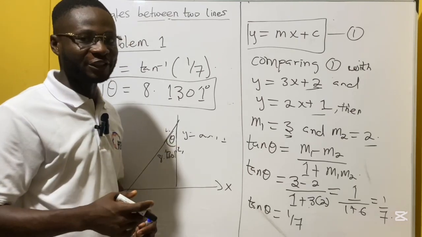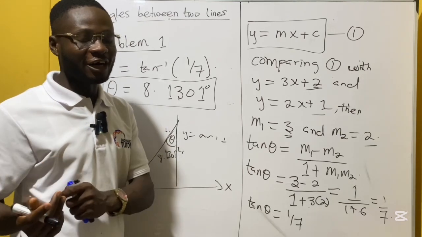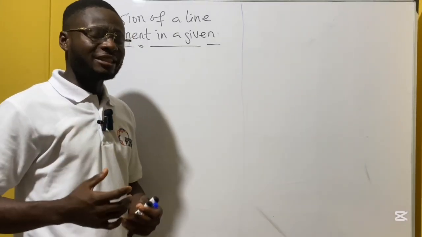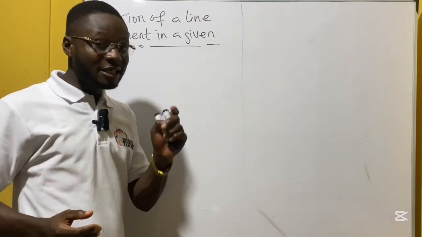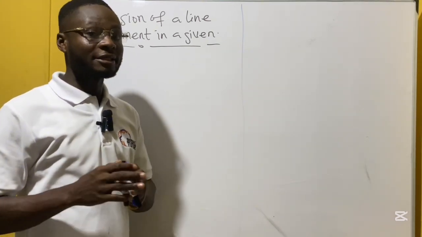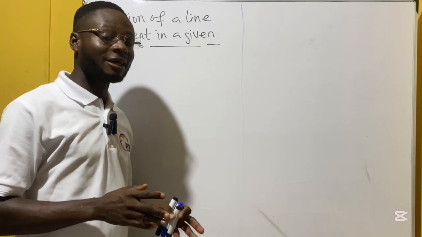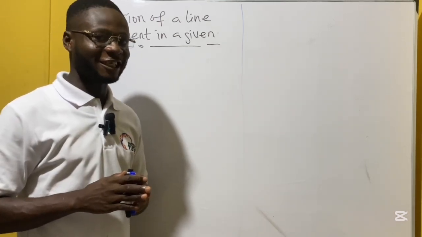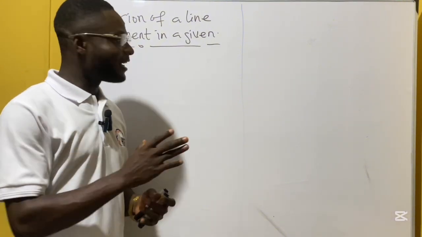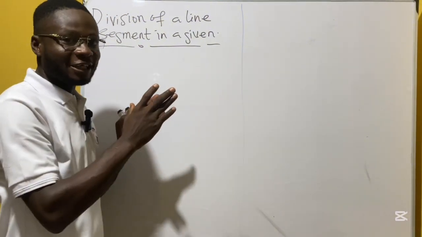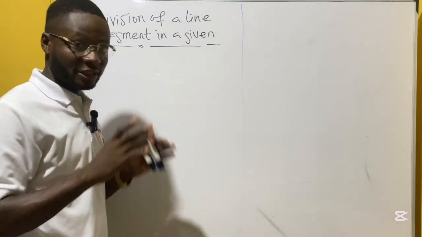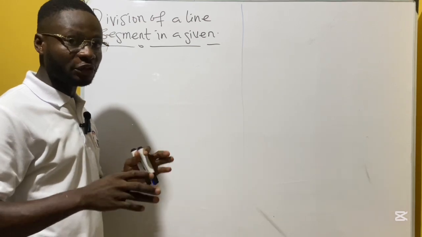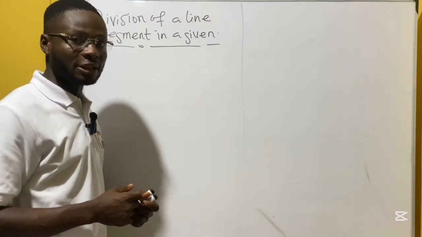Let's continue to division of a line segment in a given ratio. And basically, we are going to discuss the internal division and the external division. Interesting, right? So just have this in mind. Everything here is going to be practical. Everything, we will graph it. We will graph everything for you to get the clear concept.